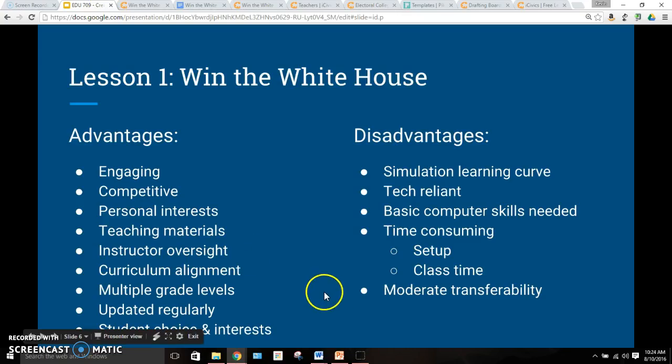So overall, I think it's a great site. I hope you guys have a chance to explore it. This will end lesson 1. I'll come back to you guys in just a second, and we'll take a look at lesson 2.